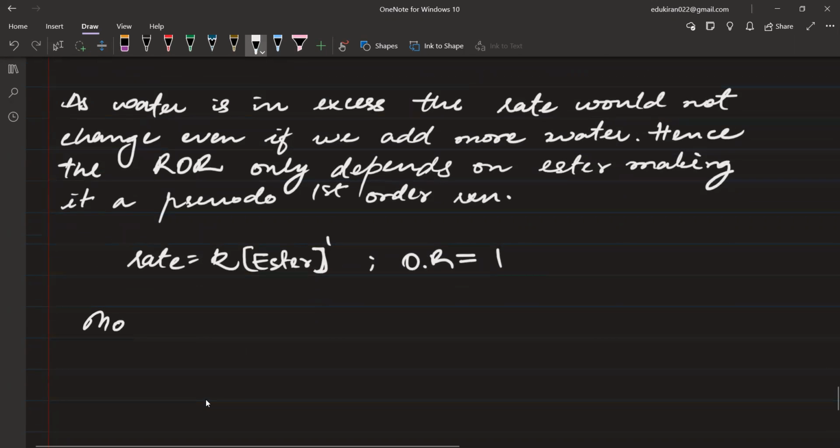And the molecularity will be 1, right? Sorry, molecularity is 2. We need two things. Sorry, molecularity is 2, but order of reaction is 1. Okay, if any reactant is present in excess, then the rate will not depend on that reactant. Remember this. Okay.